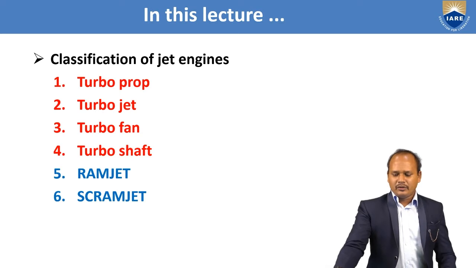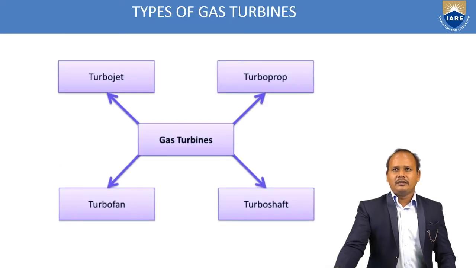As we already know, gas turbines can be classified into 4 types: turbojet, turboprop, turbofan and turboshaft. Ramjet and scramjet won't come under the gas turbines. They are a bit different compared to the gas turbine, so we are going to discuss that in the next lecture. As far as this lecture is concerned, we are going to discuss only these 4 types of gas turbine engines.